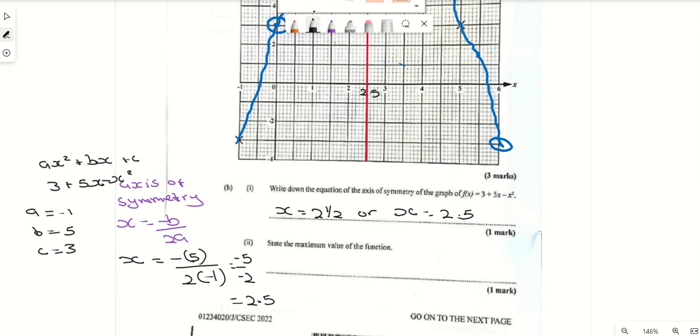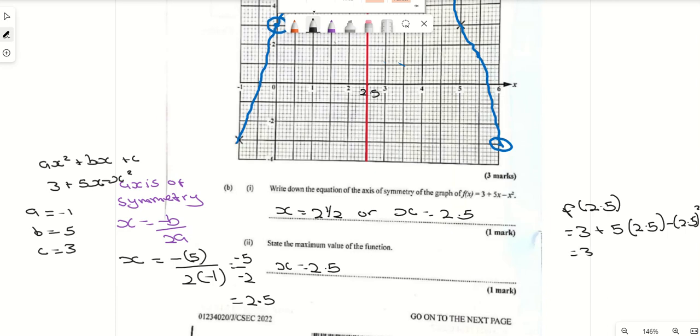And it said state the maximum value of the function. What that means is I want to know what is my value when x is 2.5. What is f of 2.5? So you're going to say x is equal to 2.5. We're going to put it in this equation. So when x is equal to 2.5, what is f of x? So that would be, let me do this on this side, f of 2.5 is equal to 3 plus 5 by 2.5 minus 2.5 all squared, right?